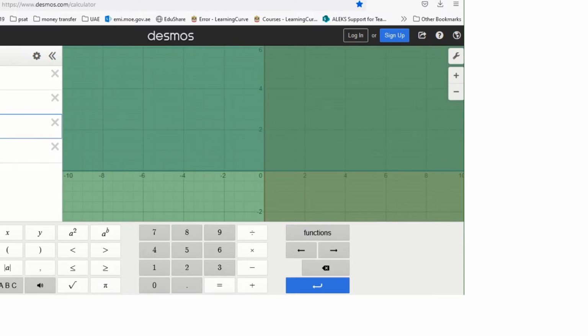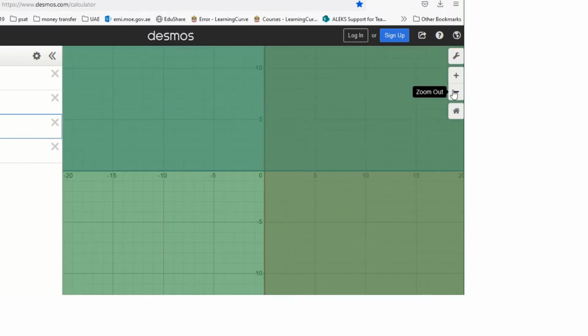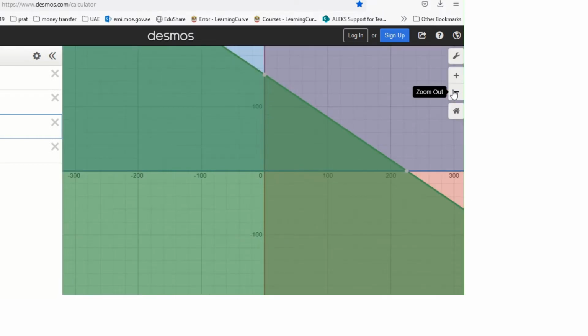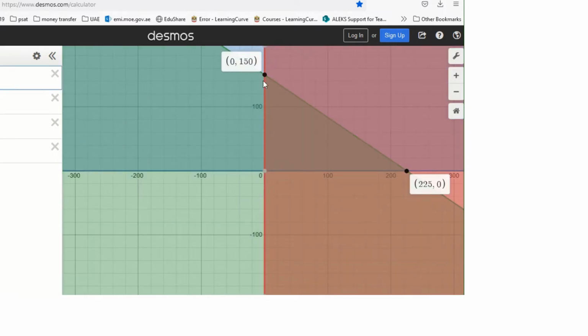So now that we have 3 of them, let's look at the common region, the feasible region. We are going to zoom out and we see here this triangular region with 3 corner points: one is the origin 0, 0, one is 0, 150, and one is 225, 0. I'm also going to take a screenshot of this and show you. So the common shaded region is this right angle triangle. Now at these 3 corner points, we are going to calculate our objective function, our revenue function.